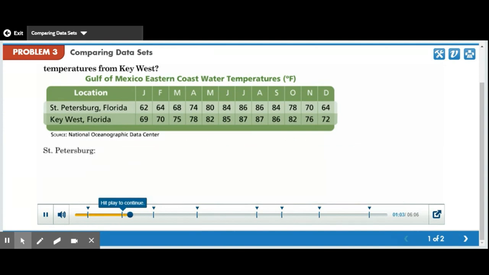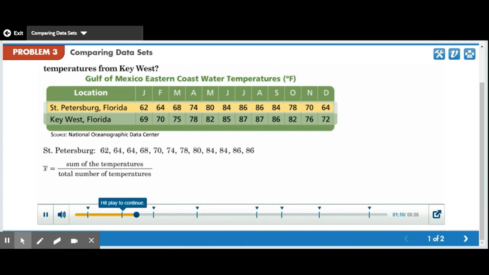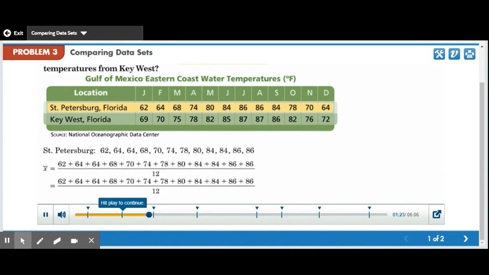First, look at the data for St. Petersburg. Arrange the data in order from least to greatest. The mean is the sum of the temperatures divided by the total number of temperatures. Add the temperatures from St. Petersburg. There are 12 water temperatures. So the mean water temperature for St. Petersburg is 75 degrees Fahrenheit.